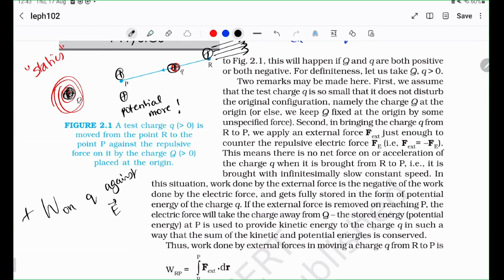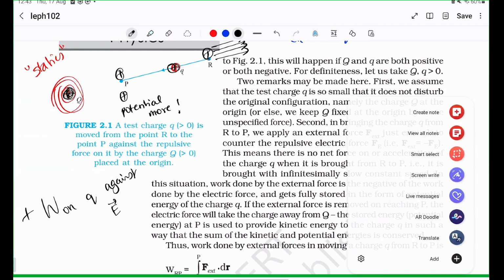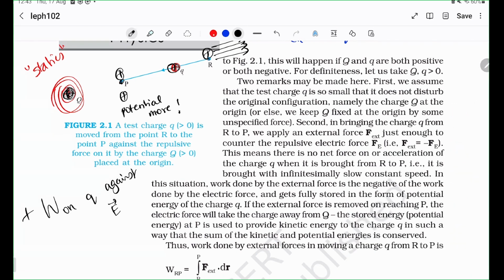Okay, so that is how we define the potential. You see, this point P has more potential, whereas R has less potential.